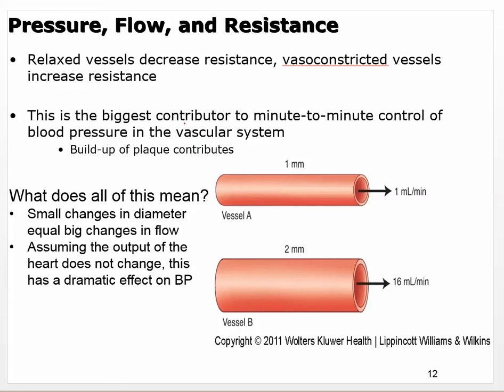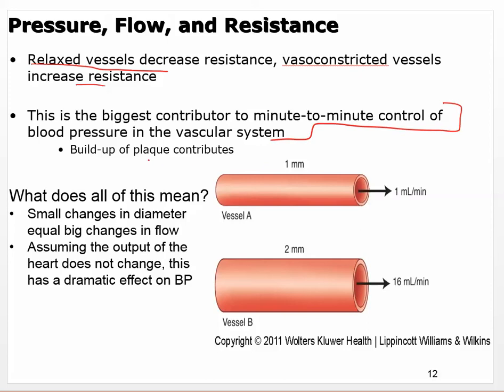Okay, so again, same thing. Relaxed vessels decrease resistance. Vasoconstricted vessels, so vasodilated, so relaxed are vasodilated, they decrease resistance. Vasoconstricted increase resistance. And this is the biggest contributor to minute control of blood pressure in the cardiovascular system. Okay, so it is this resistance, or this vessel diameter.